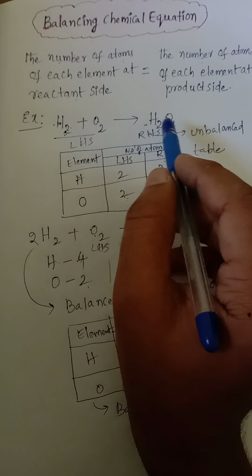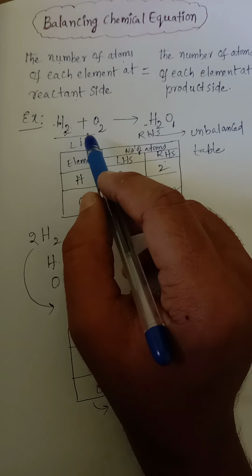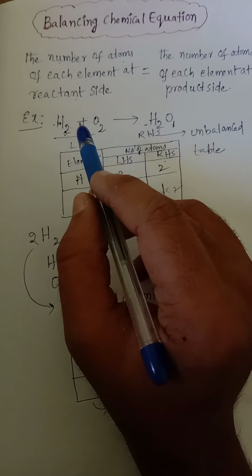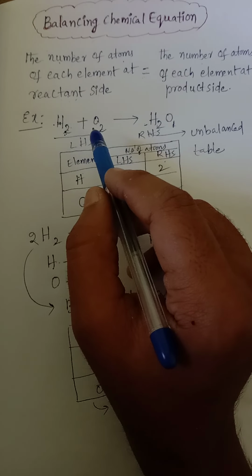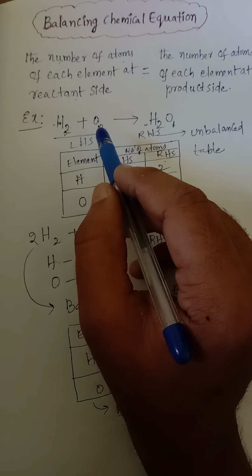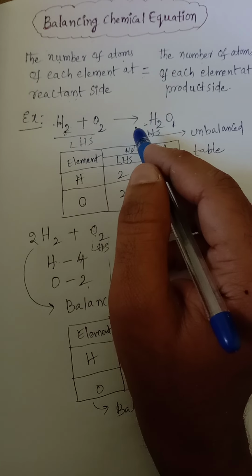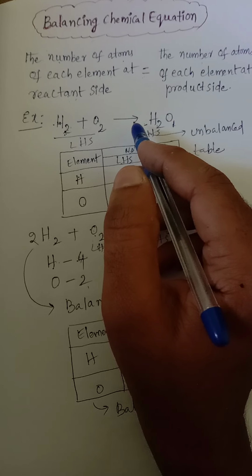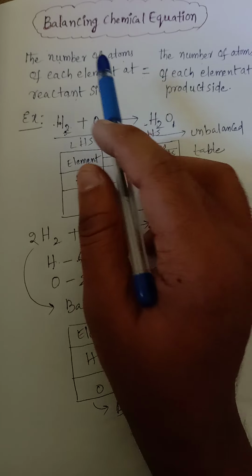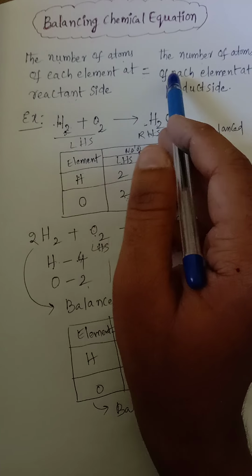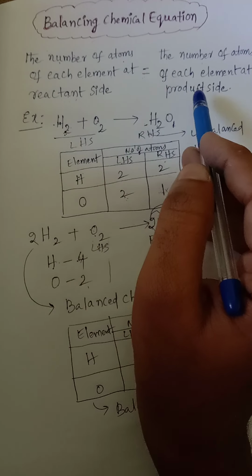That means after writing a chemical equation, only if we balance it does it become a balanced chemical equation. Who provided this information? Antoine Lavoisier. In the year 1785, Lavoisier gave the information about the balanced chemical equation. So the number of atoms should be balanced between the reactant side and the product side.